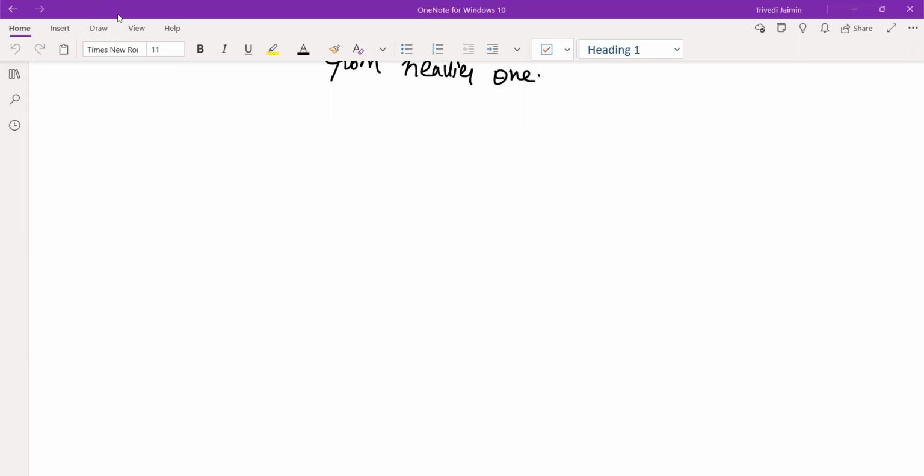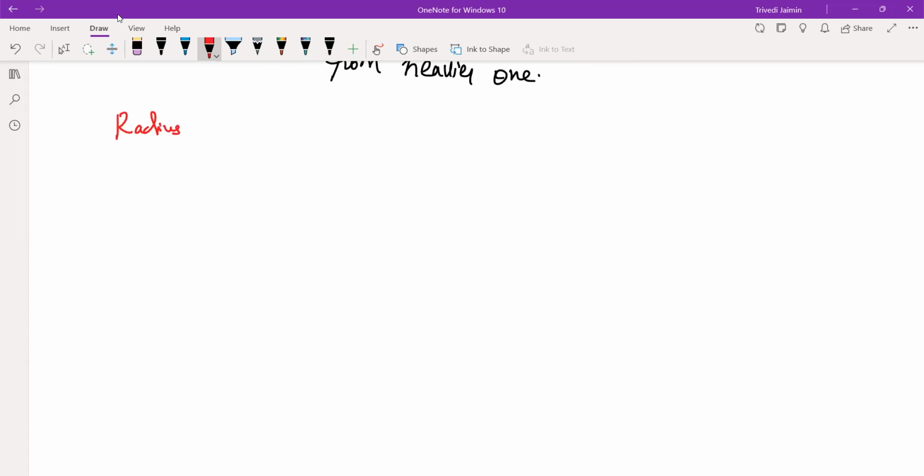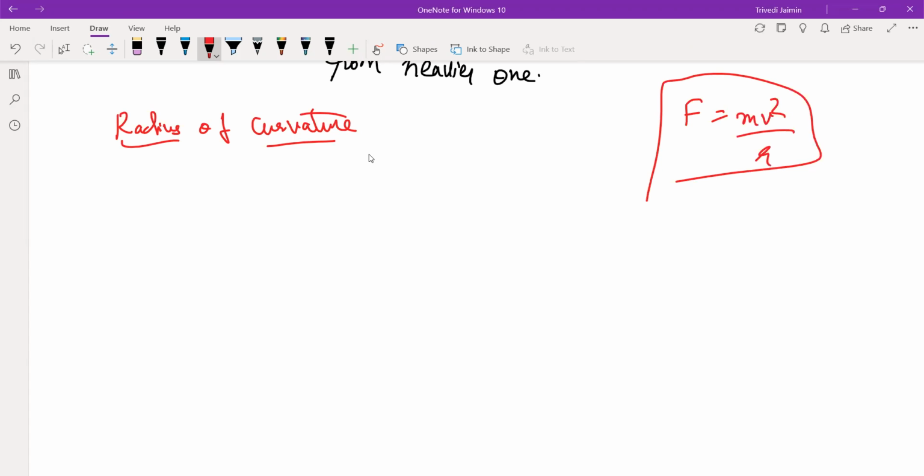Now, next thing we can write here. Radius of curvature is a centrifugal force, centrifugal motion. It's a force also, right? F equals what we got? m v square by r. Now from this we can find the radius also. r equals m v square by F. Right? Nothing else we have.